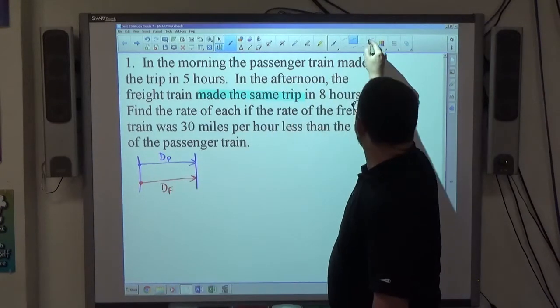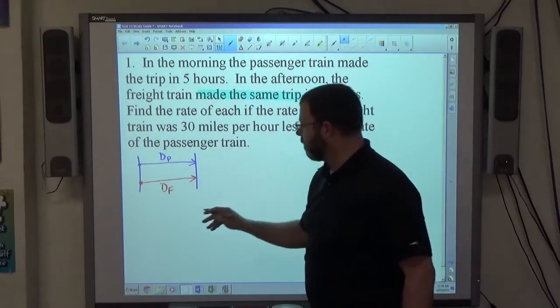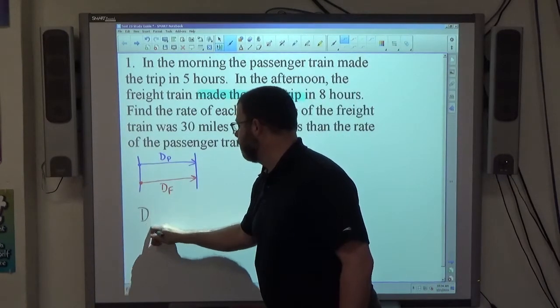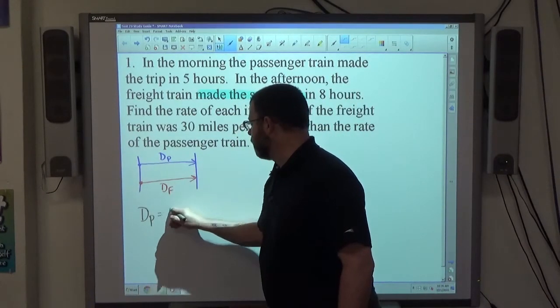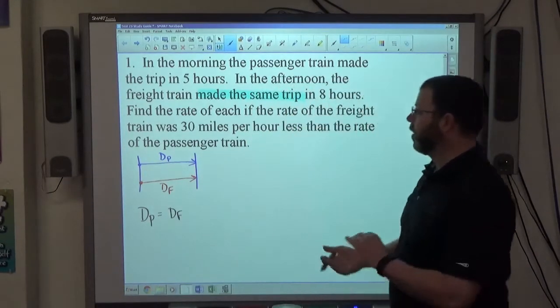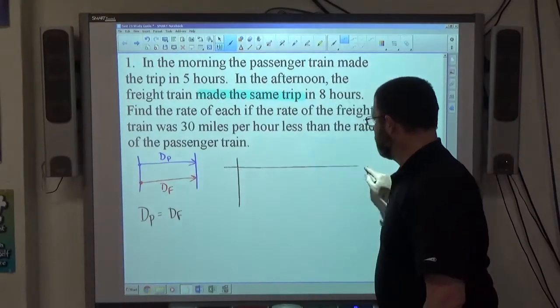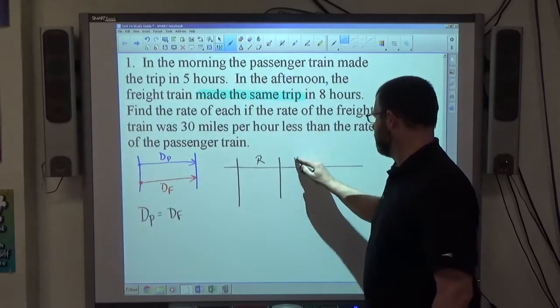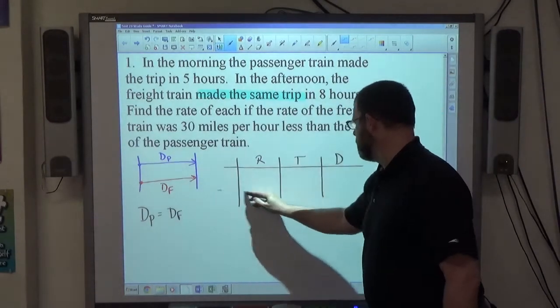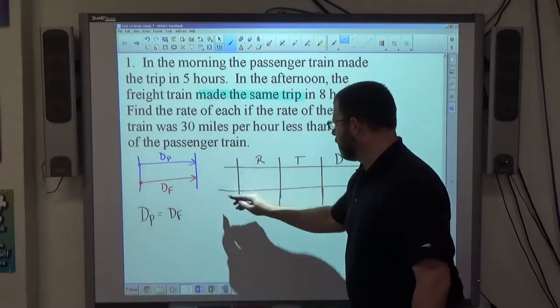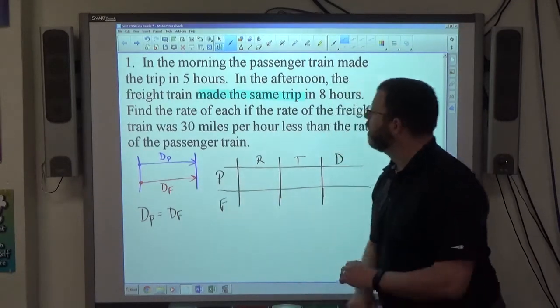So our first relationship, our first thing we have to deal with, is the relationship of distances. D sub p is equal to d sub f. Distances are equal to each other. Once we've established that, we go to our chart, rate time distance. Our categories will be the two trains, which are the passenger and the freight train.